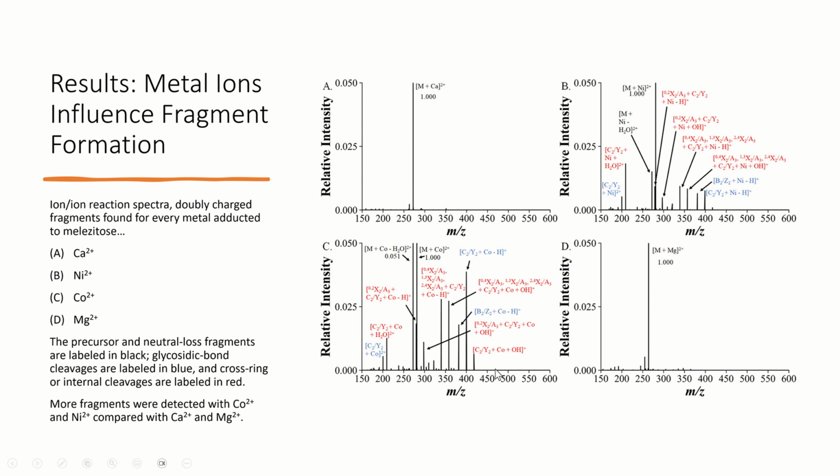And so you can see all those fragmentations along the curves, and you can see, due to drastic changes amongst all the four, that more fragments were detected with cobalt and nickel compared to calcium and magnesium. So that's why earlier there was mainly a use of cobalt and nickel instead of calcium and magnesium, because they found that metal ions influence fragment formation.